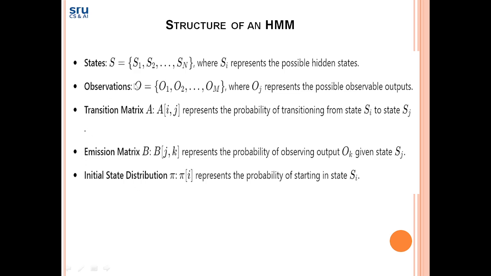Here S is the set of states, where Si represents a possible hidden state. Observations O1, O2 up to OM, where Oj represents possible observable outputs. Transition matrix Aij represents the probability of transitioning from state Si to Sj. Emission matrix represents the probability of observing output Ok given state Sj. Initial state distribution pi i represents the probability of starting in state Si.